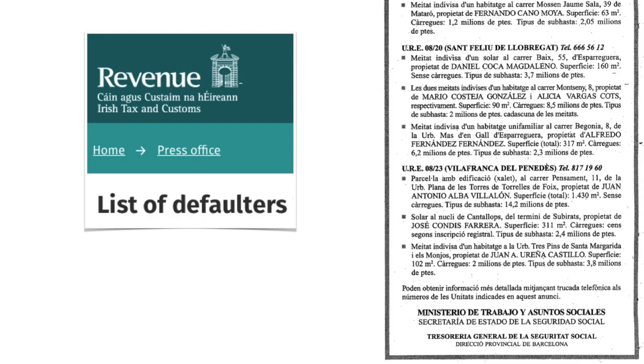Señor Costeja González was concerned when, many years after, anyone Googling his name was directed by Google to the newspaper website. He complained to the Data Protection Authority in Spain, that's the Agencia Española de Protección de Datos, and he wanted the newspaper to either alter or remove the pages so that the data relating to him no longer appeared. And he also wanted Google to stop linking to those pages when they searched for his name.